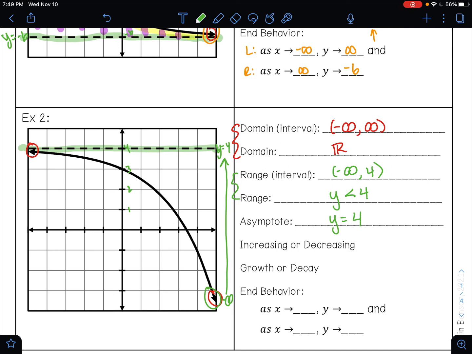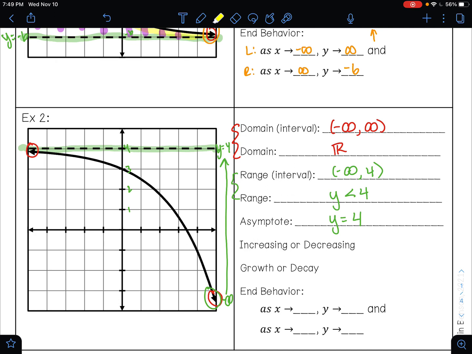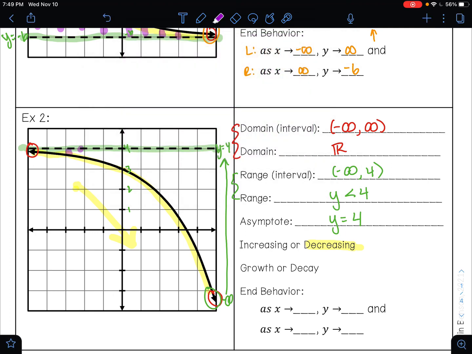For increasing and decreasing, you trace your graph from left to right. From left to right, this graph is going down, so this is decreasing. To figure out if it is exponential growth or decay, I'm going to look at my gap. And my gap between the curve and the asymptote is growing from left to right, so this represents exponential growth.